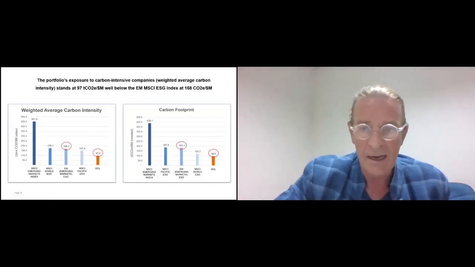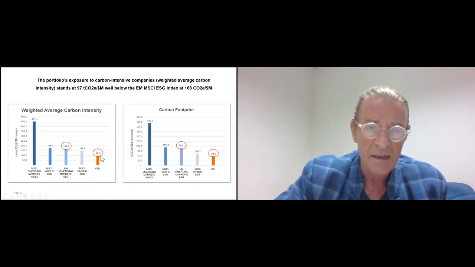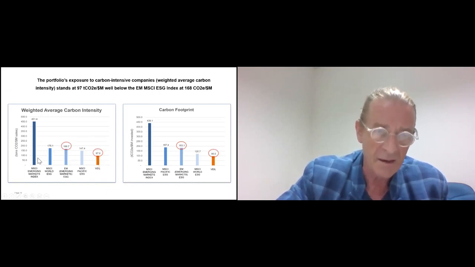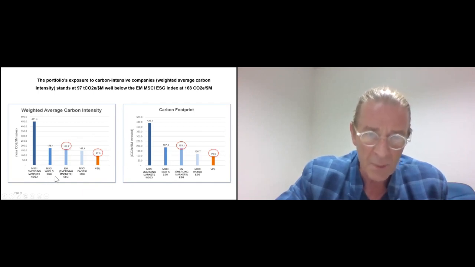So again, let's compare currently either on a relative scale or an absolute scale. We can see that our fund is not a big emitter when compared with emerging markets or when compared with responsible companies in the world, responsible companies in emerging markets or in the Pacific.